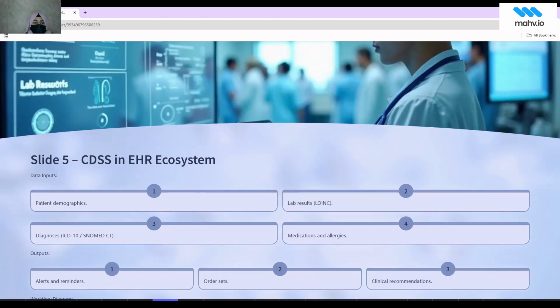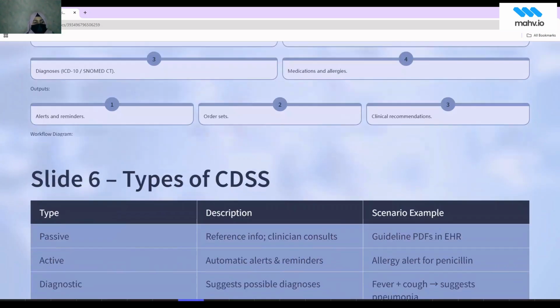CDS in the electronic health record ecosystem. So we will see here the data inputs, that is patient demographics, lab results, diagnosis, medications and allergies, and the outputs are alerts and reminders, order sets and clinical recommendations.